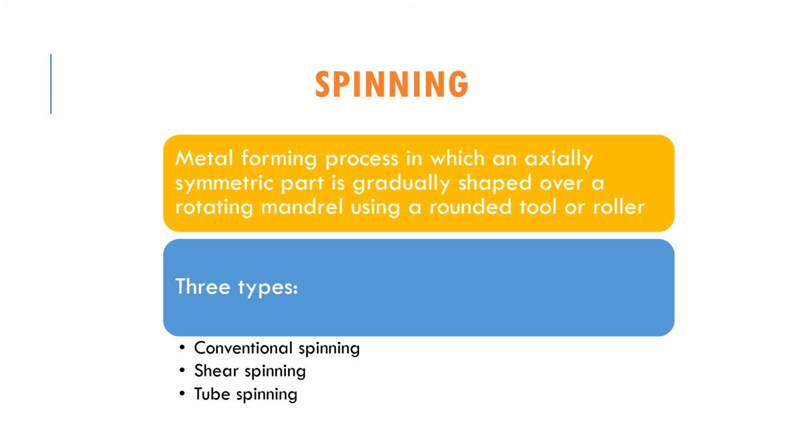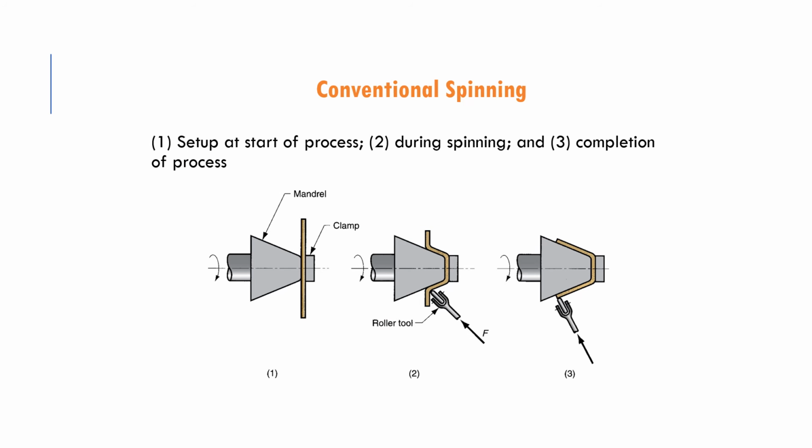The next process we're looking into is spinning. Spinning is a metal forming process in which an axially symmetric part is gradually shaped over a rotating mandrel using a rounded tool or roller. There are three types of spinning process, which are conventional spinning, shear spinning, and tube spinning. This is the first one, which is conventional spinning.